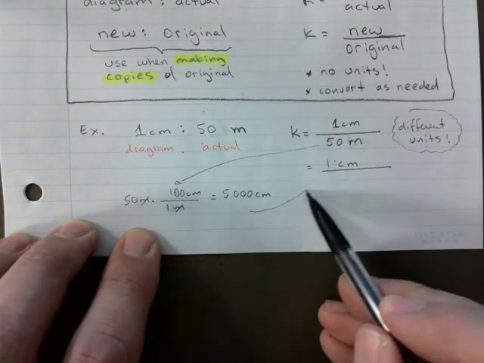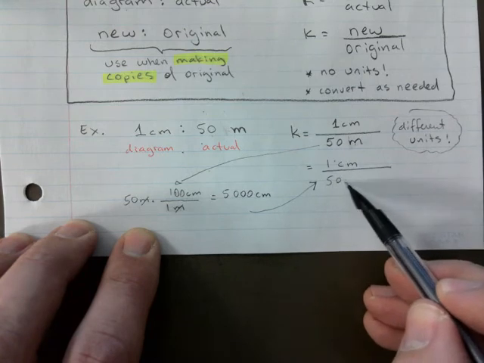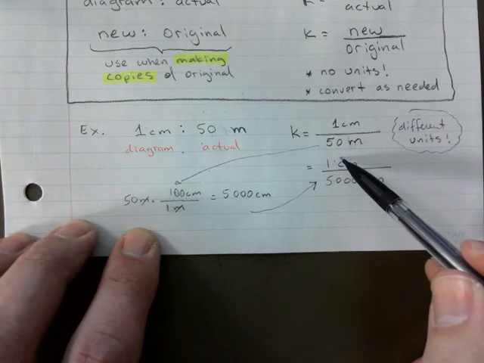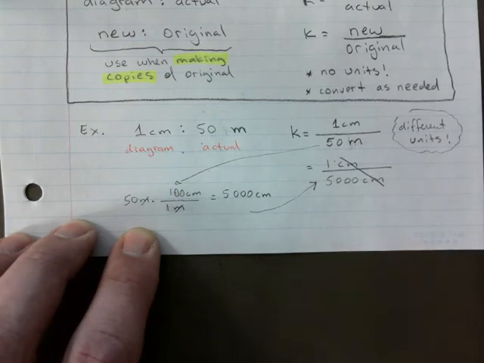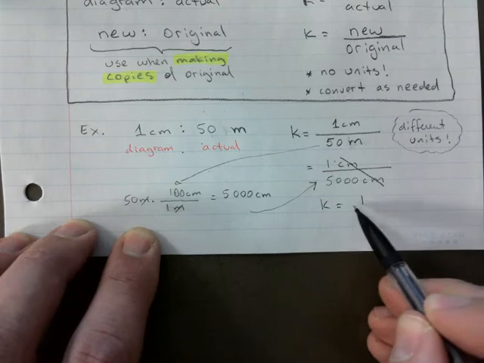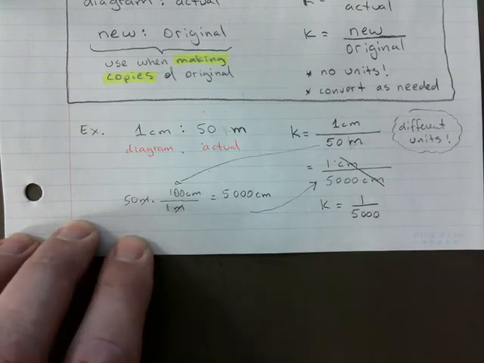Okay, and that goes back in there. We need to make sure they're both in centimeters. And now you can do this. Watch, it's so satisfying, right? You can get rid of the units because that's what you ultimately want. So K is really 1 over 5,000. That's what you want to do.